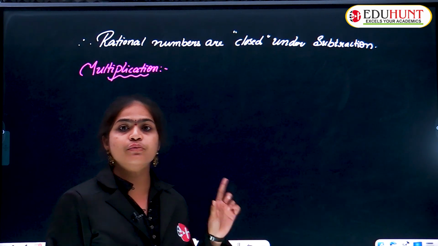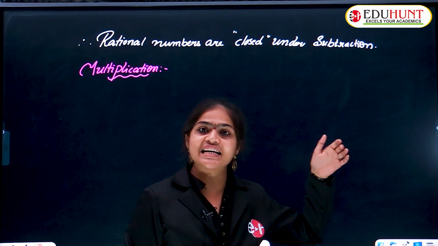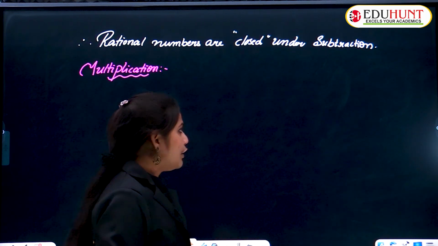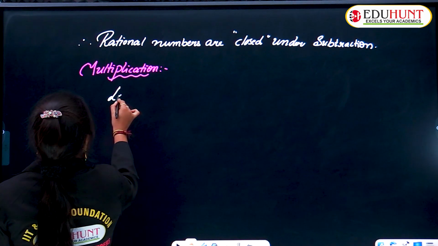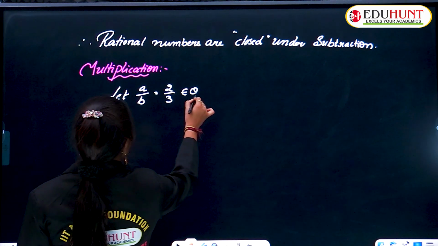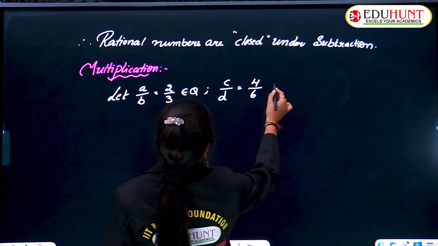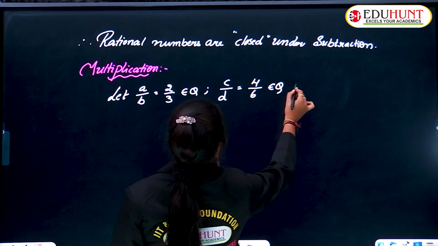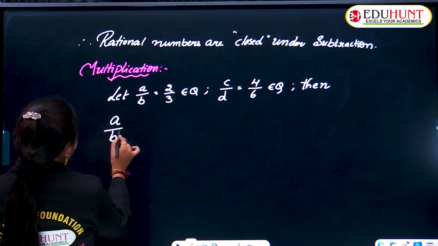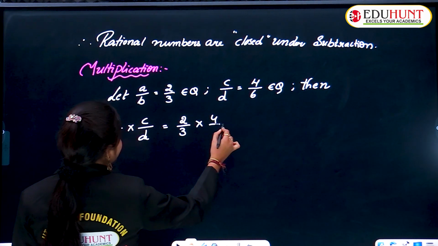And in the previous also we observed that for the natural numbers and whole numbers, what property satisfies for addition, the same property satisfies for multiplication also. Okay. Now here see that. Let a by b equal 2 by 3, that is a rational number. c by d equals 4 by 6, that is also a rational number. Okay. Then a by b into c by d equals 2 by 3 into 4 by 6.